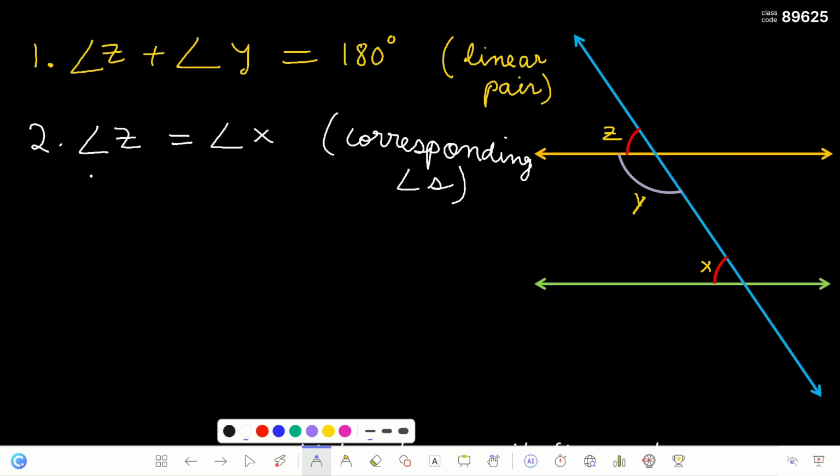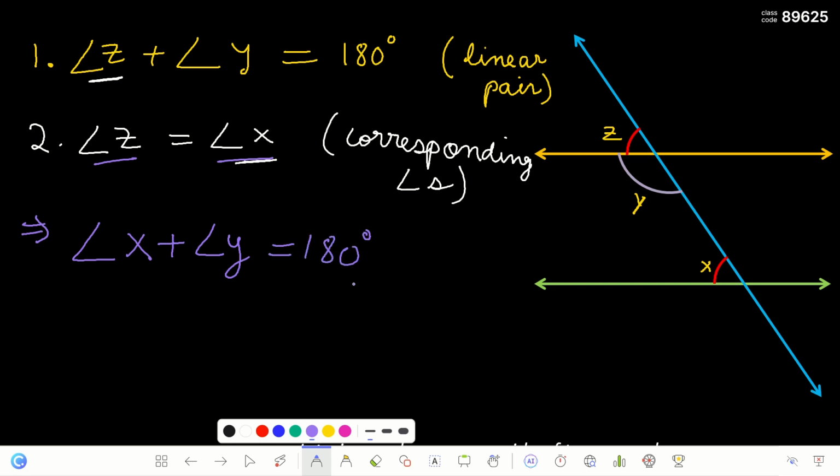Perfect. Now, instead of writing Z here, I can substitute it with X. Why? Because Z and X are equal. So I'll just substitute them down here. Instead of writing Z there, I'll write angle X there, right? Angle X plus angle Y must also be equal to 180 degrees. That is simple substitution, right?